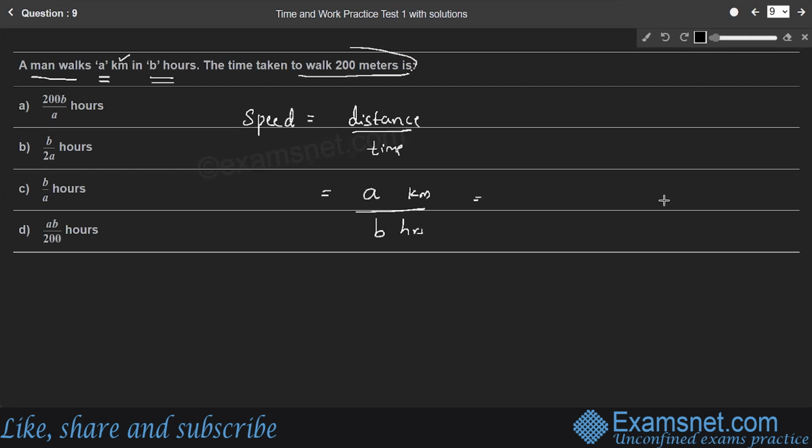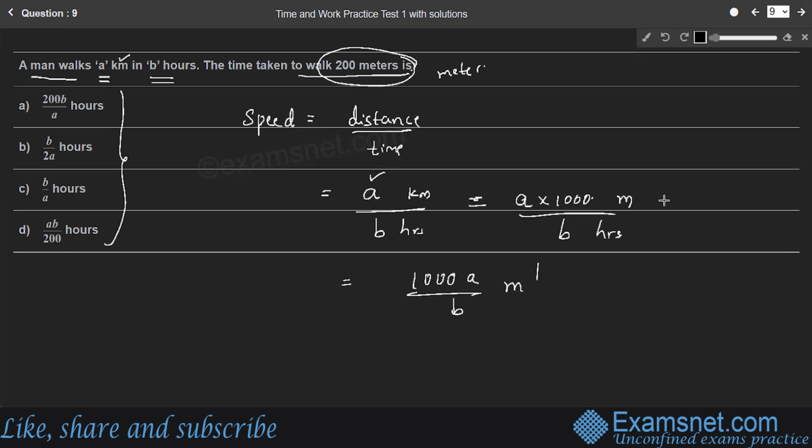Here, time taken to walk 200 meters. Here, this distance is in terms of meters. Therefore, we'll consider the distance covered by the man, which is A kilometers, in terms of meters: A into 1000 meters by B hours. No need to convert the time here to minutes or seconds, because in the options we have the time in terms of hours. Therefore, speed of the man is 1000A by B meters per hour.